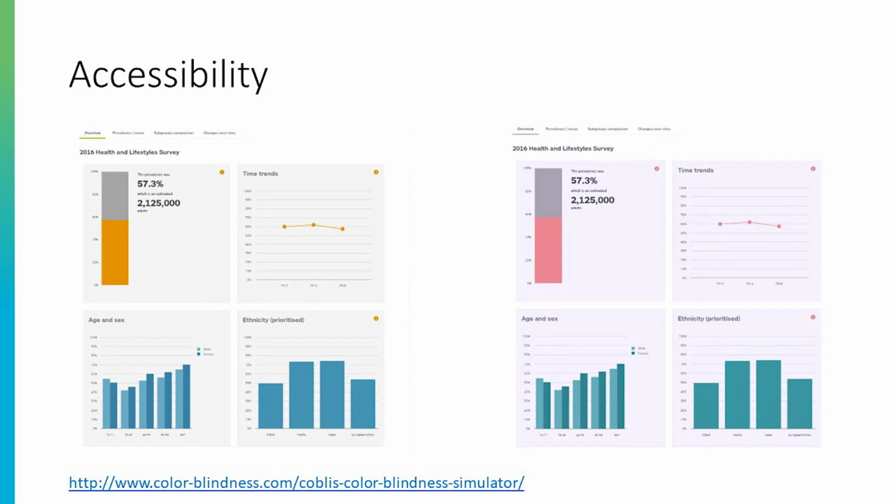So another thing to think about when choosing your color scheme is the accessibility. For this example, it's looking at colorblindness. So the example on the left is without any colorblindness filters on it, and the example on the right is where the person viewing it is blue colorblind.